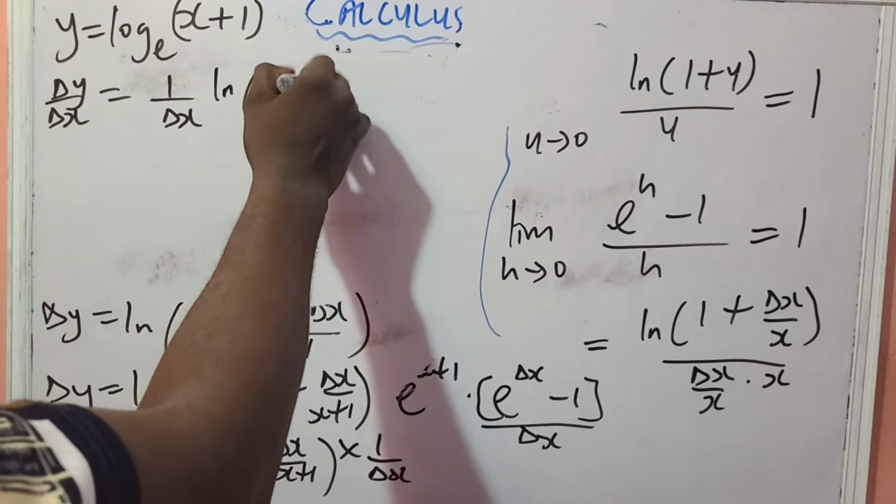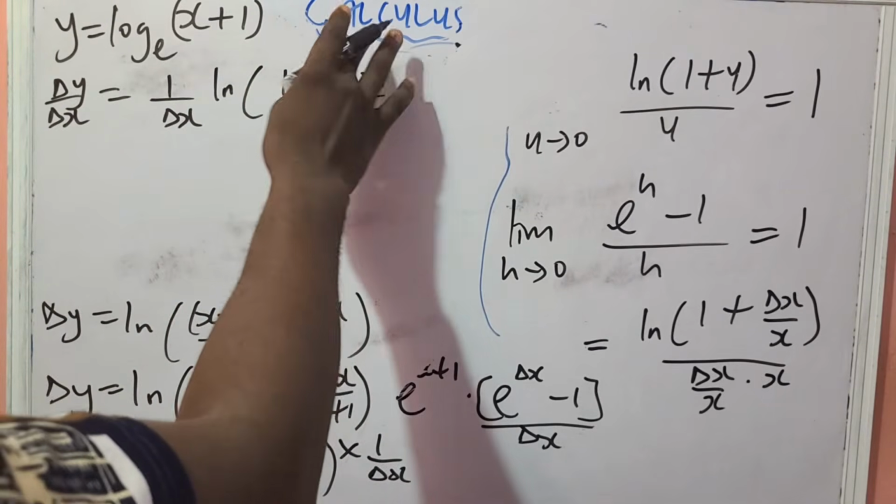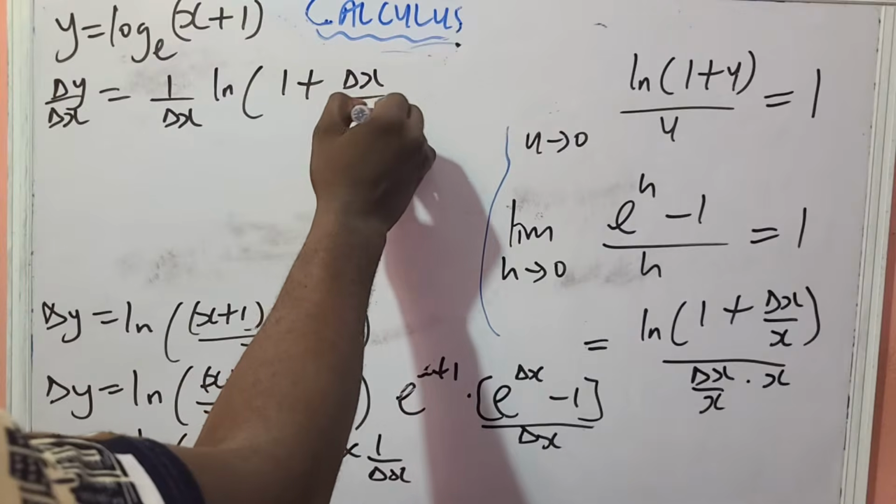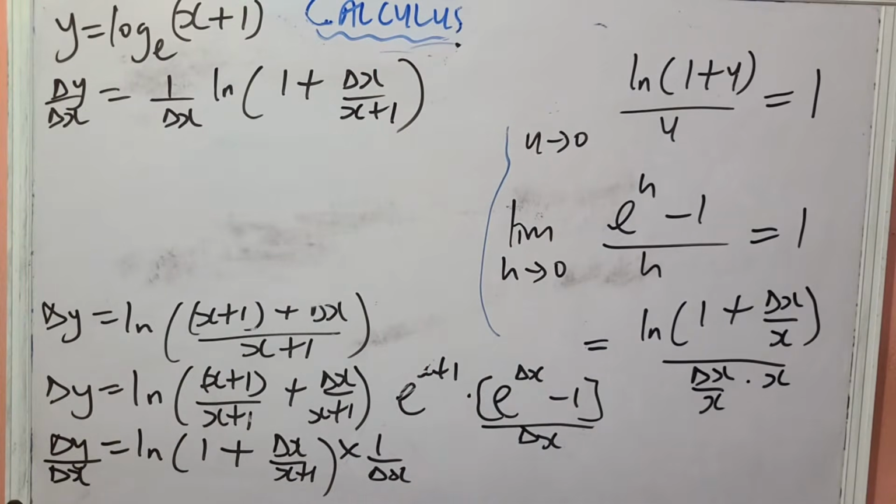ln 1 plus change in x over x plus 1. I'm sure you understand what I'm doing. If you're writing, you will be able to flow. Just follow the mathematics. It's quite very simple. All right. So now look at what we want to do now, which I would love you to really pay attention to. This place now, if you don't pay attention, you will ask me, what did I do? I can assure you.